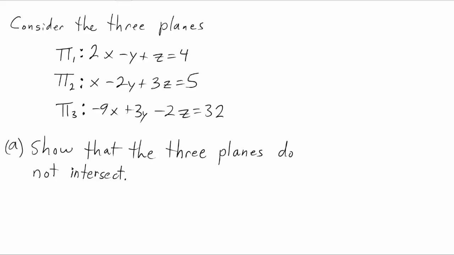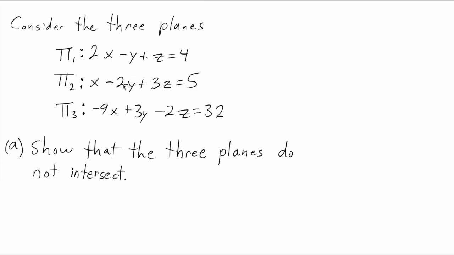This was a classic planes question. There's three planes, show that they do not intersect. The wording might be a bit confusing. This means there's no place where all three of them intersect. So two of them can intersect with each other, but there's no place where all three of them intersect.